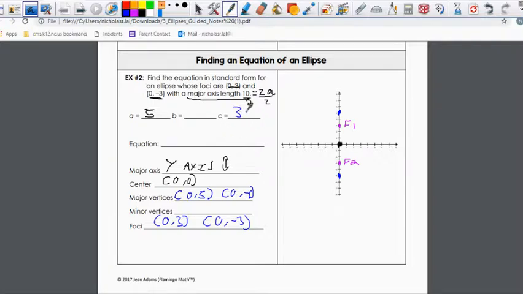And at this point, we can find b using our Pythagorean relation. We know that with our Pythagorean relation, a squared is equal to b squared plus c squared. So a squared is equal to 25.